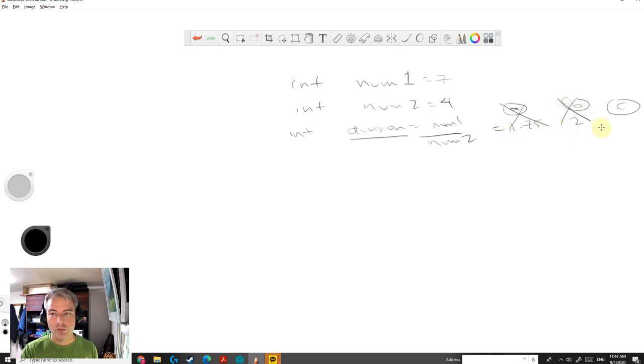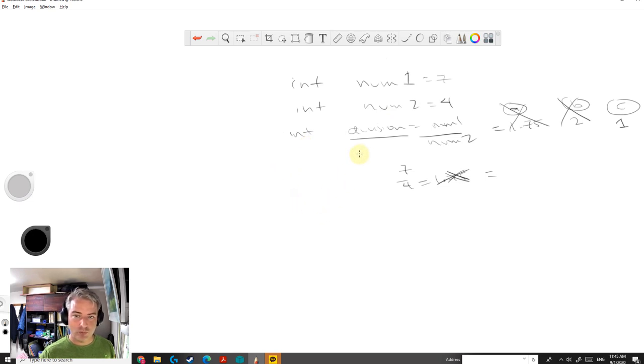The correct answer for 7 divided by 4 is, in fact, 1. When we divide 7 by 4, we get 1.75. But again, computers are dumb. What it's going to do is take all this, delete the decimal part, and set that equal to the value. So that could be a bit of an issue. If you're making a calculator out of this, you're going to have some problems.